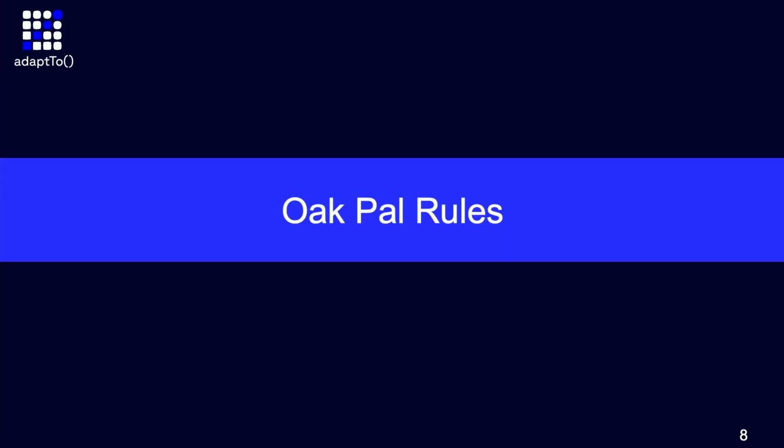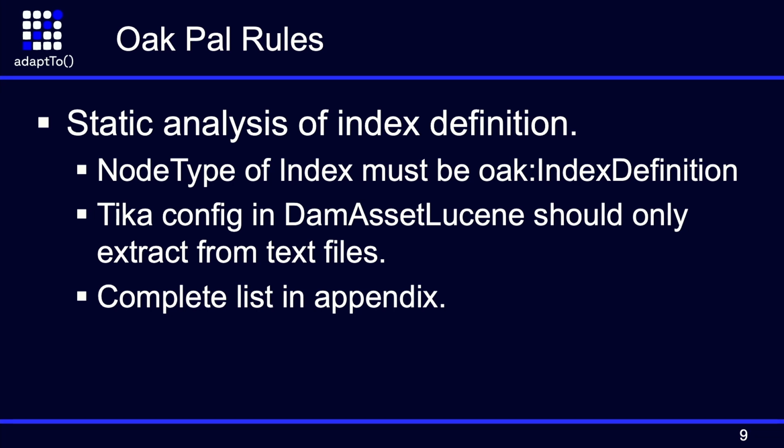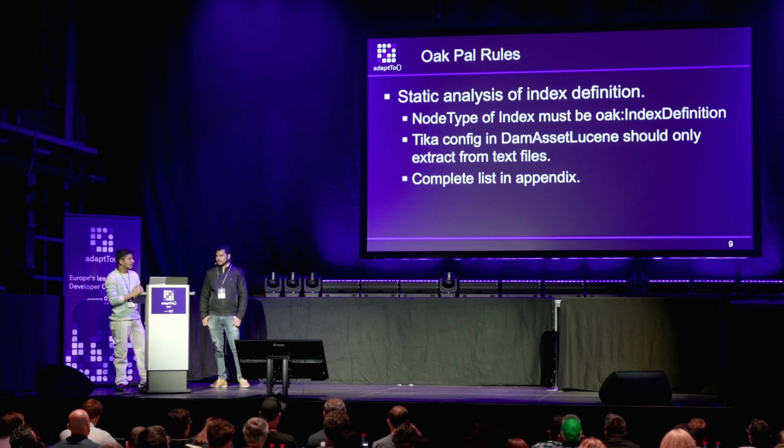First, I'll talk about the OakPAL rules. These are basically static checks to ensure that everything is right with the code that is being added in the deployment pipeline. With respect to indexing, this actually checks whether the incoming index definition changes are correct or not.